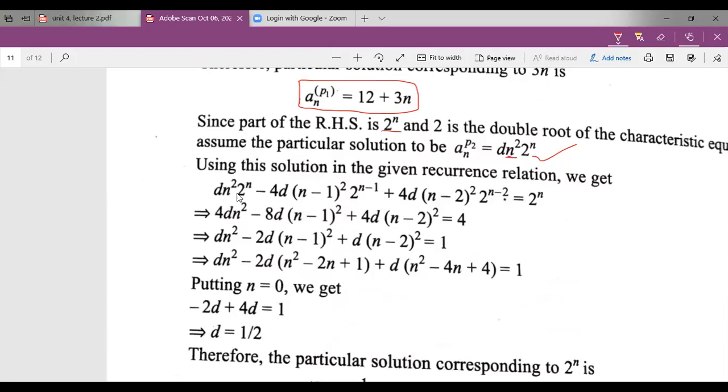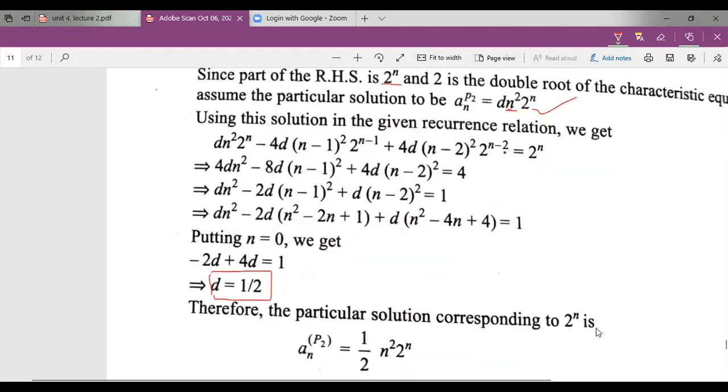So d n^2 2^n - 4d (n-1)^2 2^(n-1) + 4d (n-2)^2 2^(n-2) = 2^n. So we solve and simplify this. We get d = 1/2. Okay. Therefore, the particular solution corresponding to 2^n is (1/2) n^2 2^n.